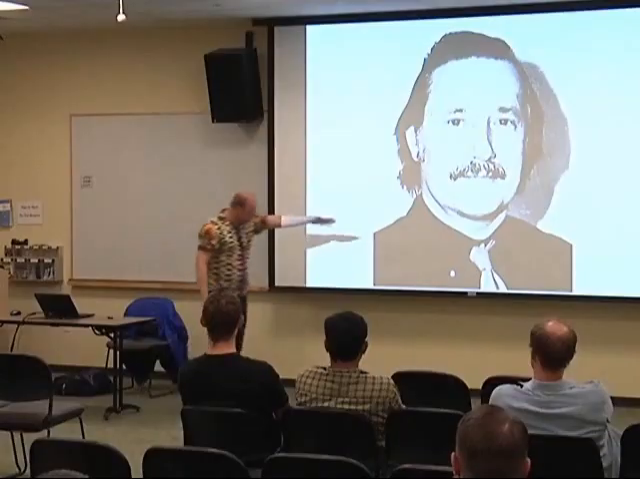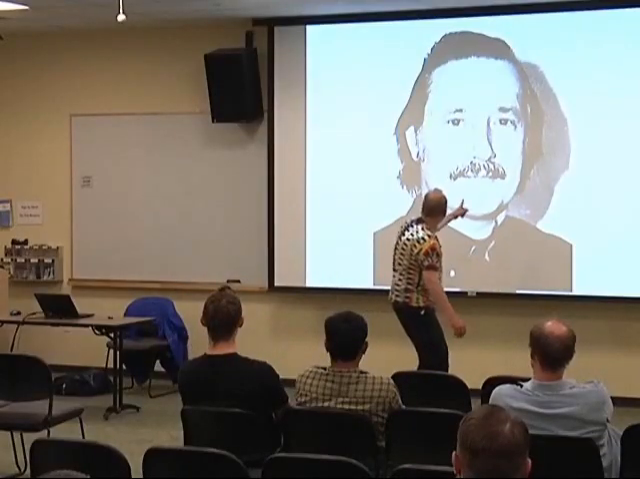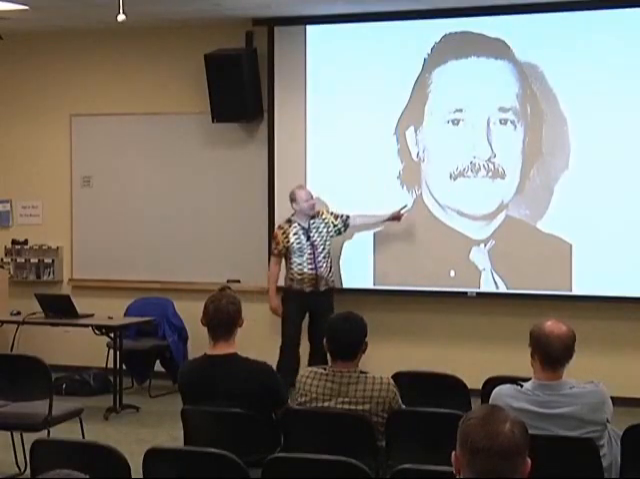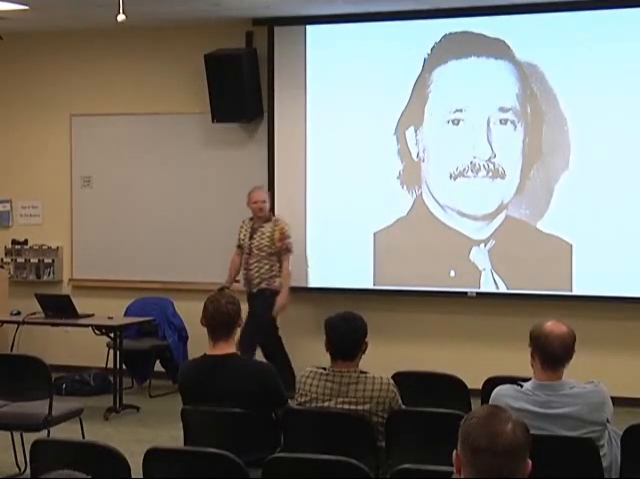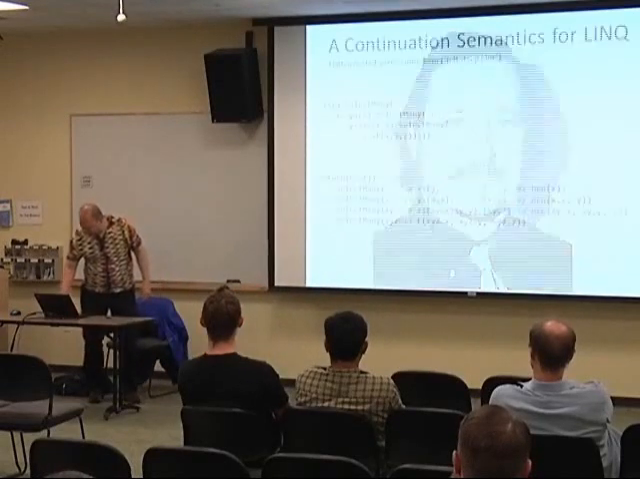So this is Strachey, an interesting character. He's the guy that invented denotational semantics. He was at Oxford, a mathematician, a very, very interesting guy.